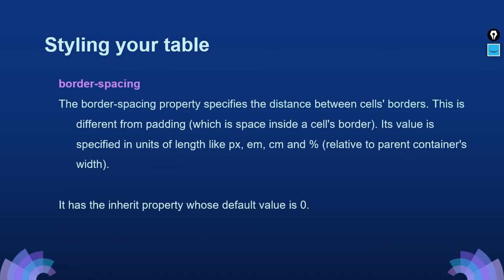Border spacing. This property specifies the distance between cell borders. This is different from padding, which is space inside a cell's border. The value is specified in units of length like pixel, em, cm, and percent too. It is an inherited property whose default value is 0.